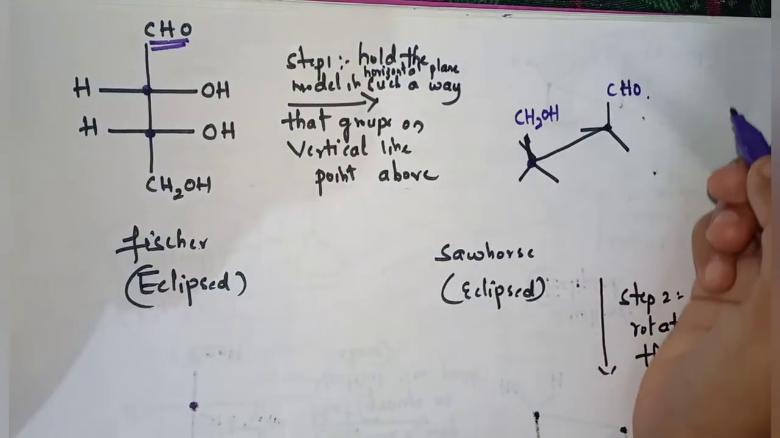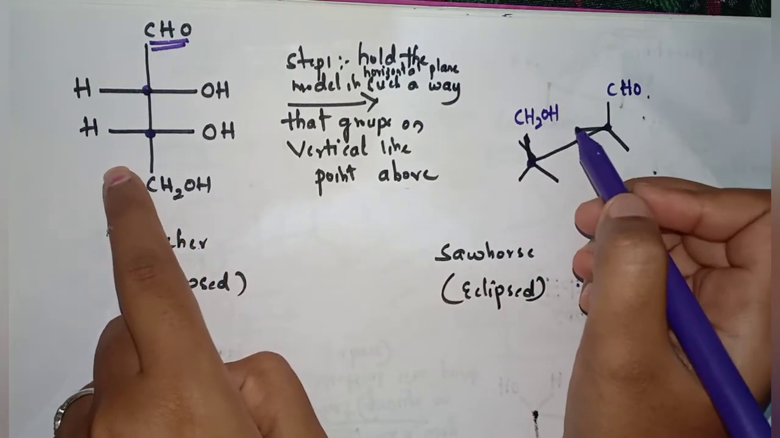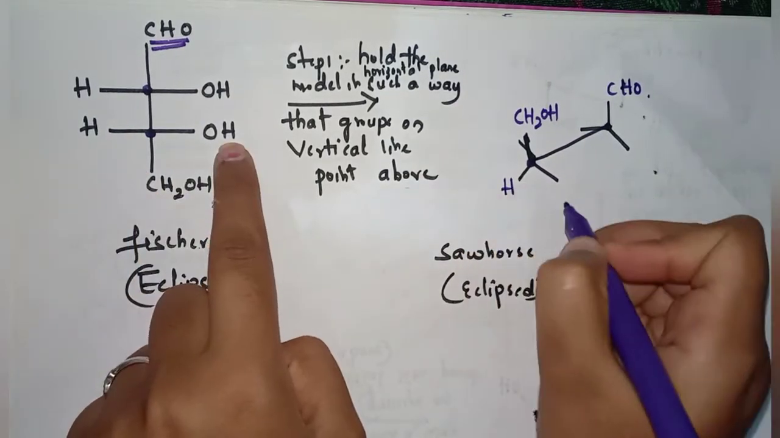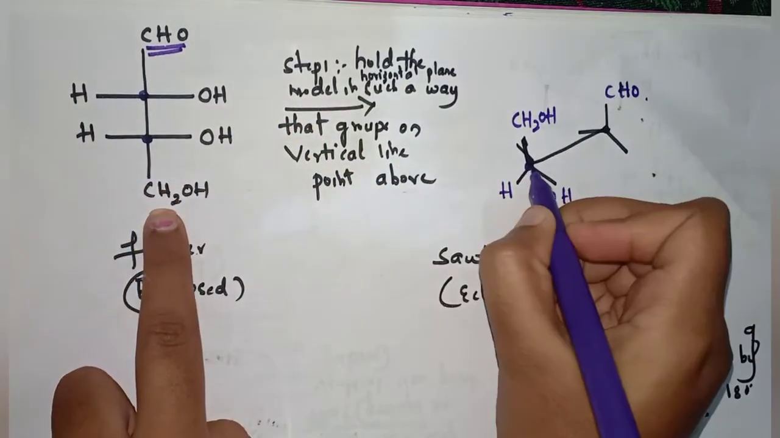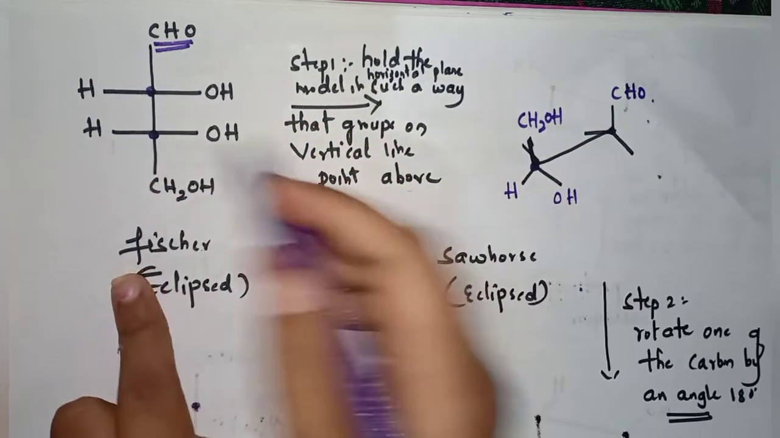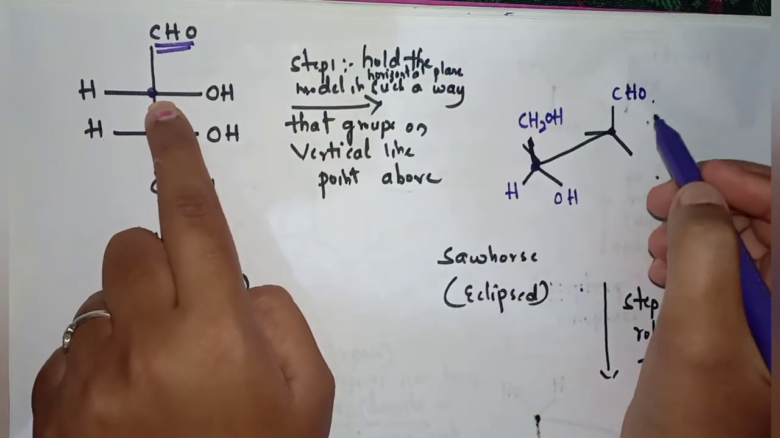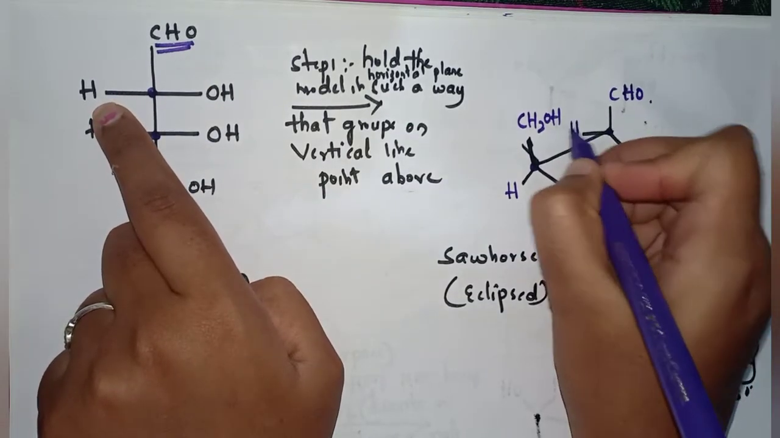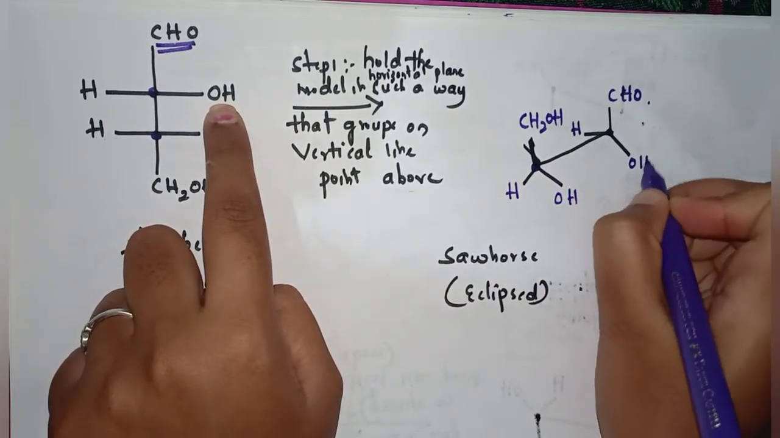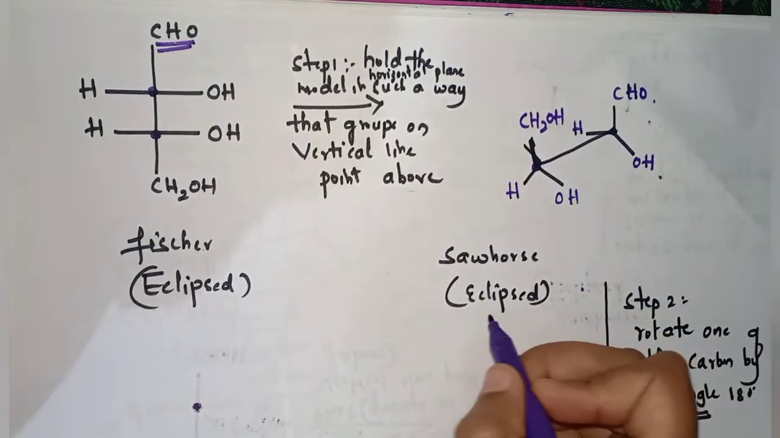Now let's write the remaining things. We have written CH2OH here. So we are remaining with HOH here for the front carbon. This whole thing is for the front carbon and this is also the front carbon. So HOH. Now for the rear carbon, I have already mentioned CHO. Now we have to write this H and here is OH. This is the eclipsed form.